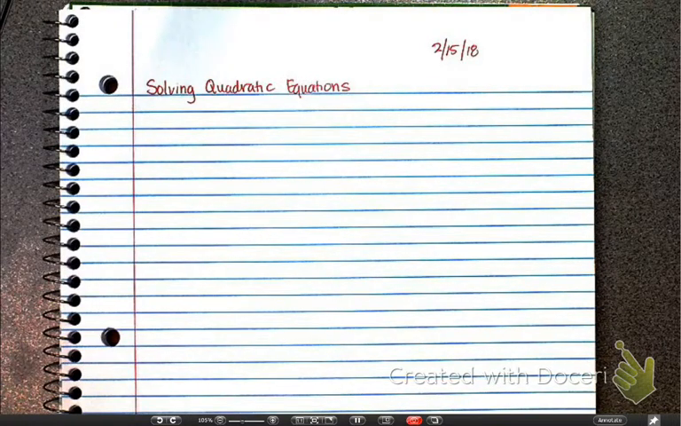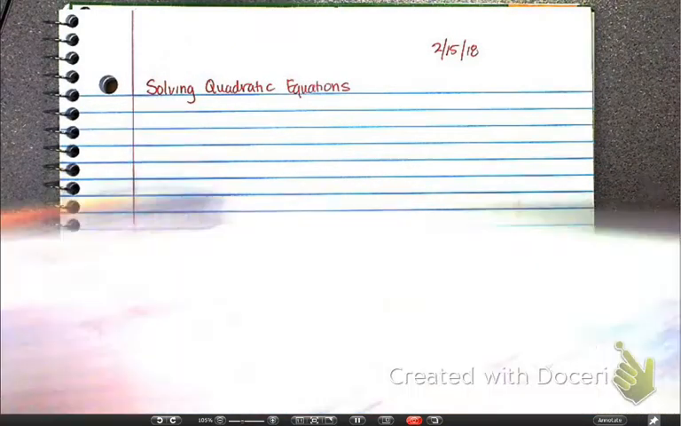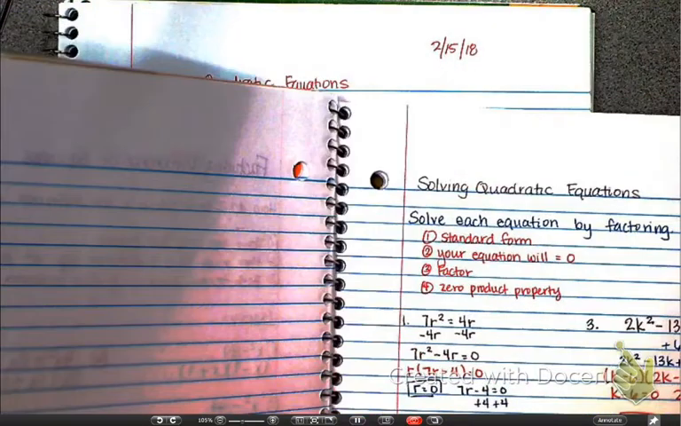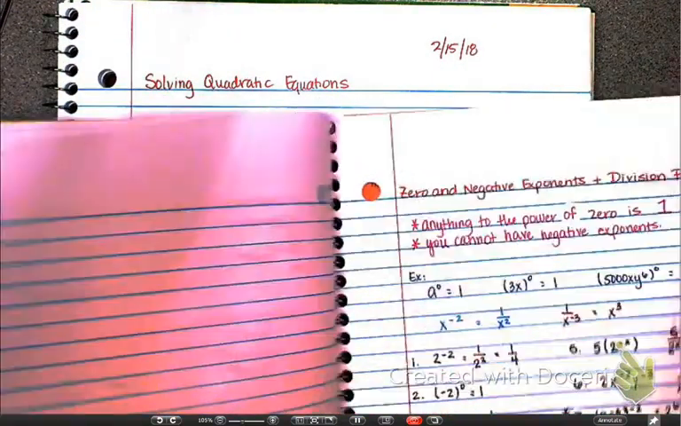Okay, so solving quadratic equations. When we are solving, that means we actually want a solution or a value for our variable. Do we remember the zero product property? Where it was in factored form and we set each of the terms equal to 0 and solved? It was our very first lesson for this unit. So you don't have to flip back, but let me flip back real quick.